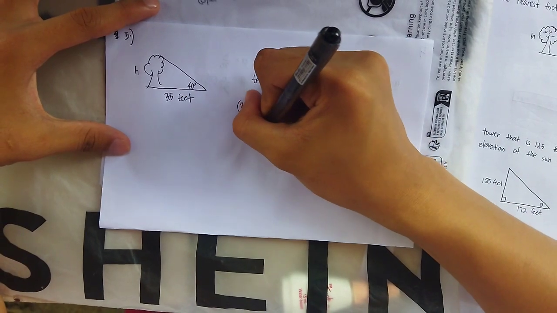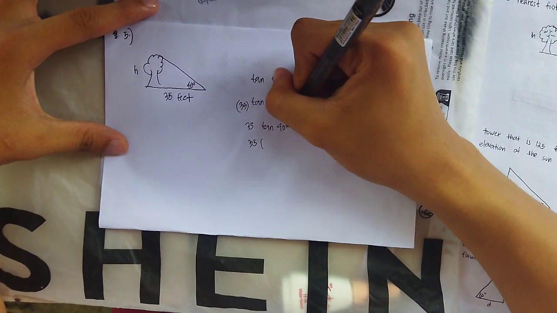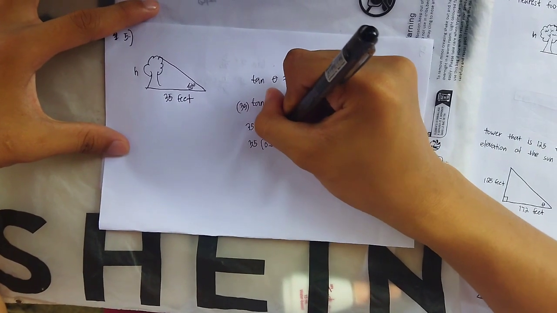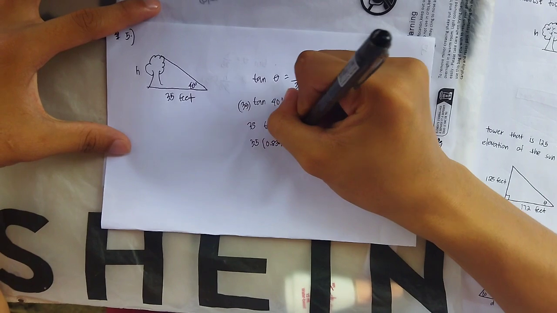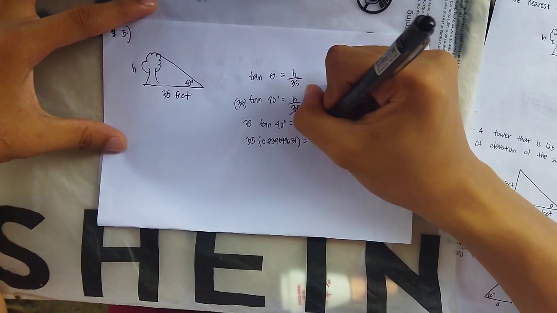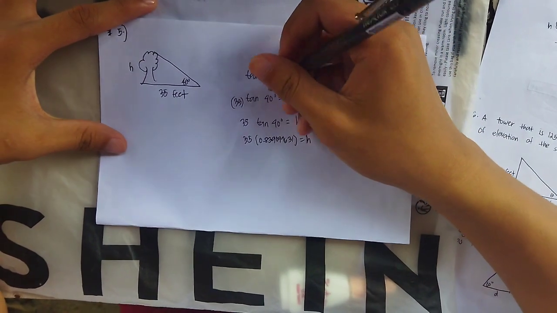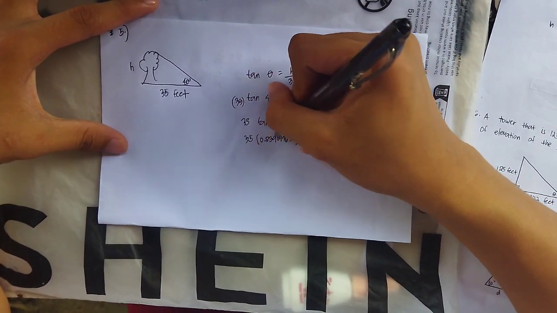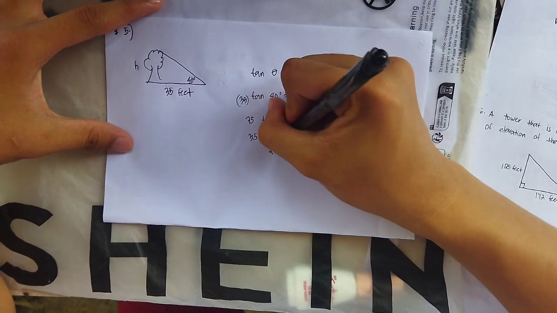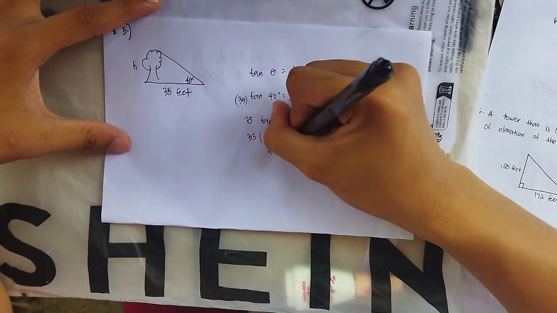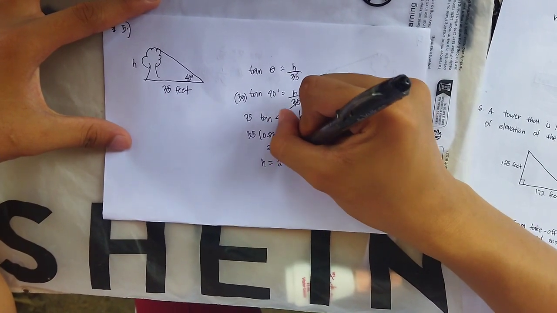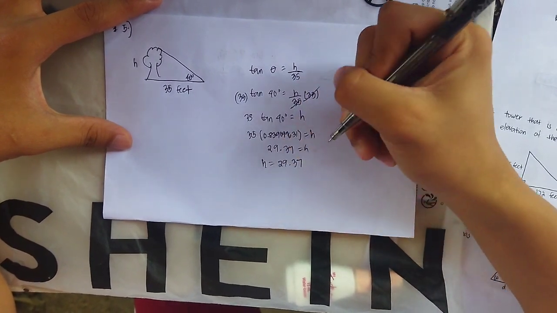So the value of tan 40 degrees is equal to 0.839099631. Then copy the height. So 35 times 0.839099631 is equal to 29.37. So the height is 29.37.